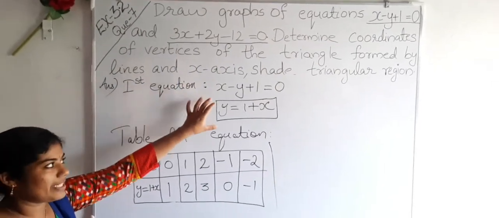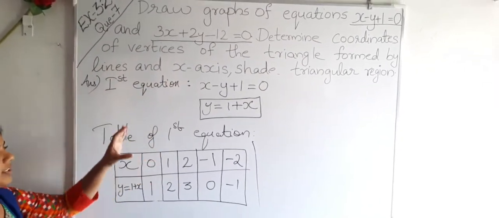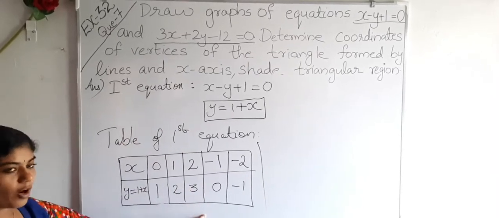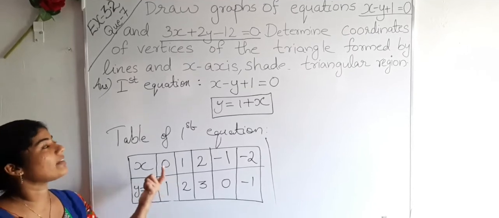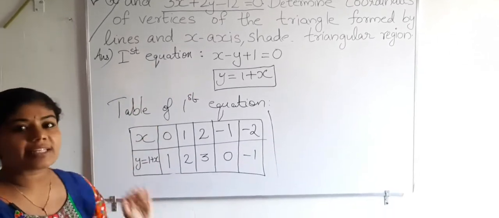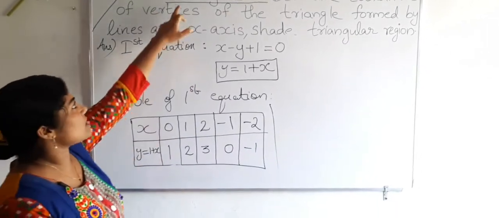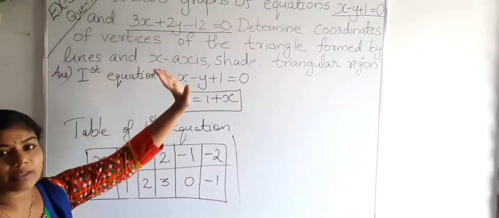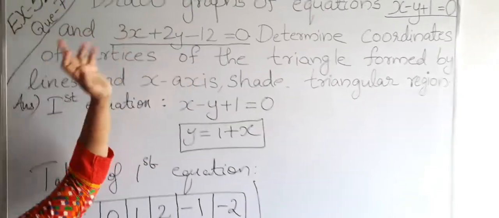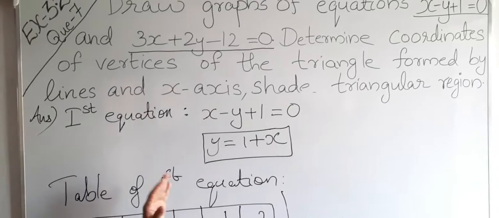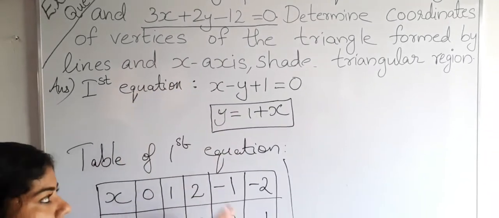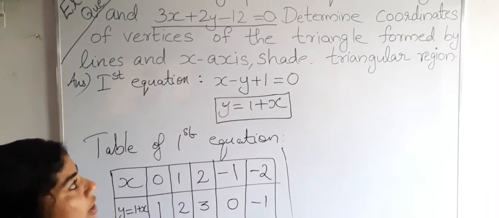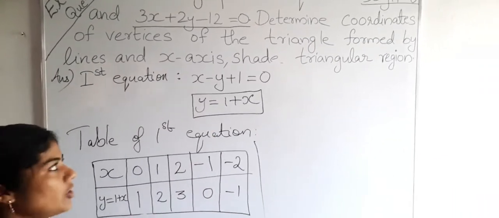From the equation we find y, and then after the table of the first equation we formed, we do the same way for the second one also. What is our second equation? 3x plus 2y minus 12 equal to 0. This is our second equation. From this second equation also we are finding y, the tables, and the points. Then only can we draw the graph and the coordinates.